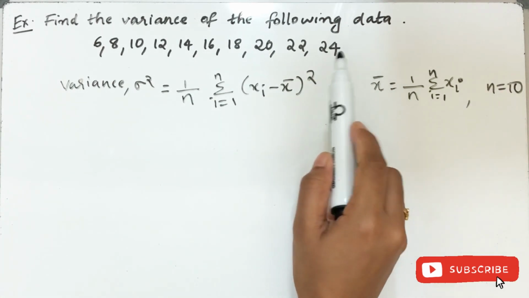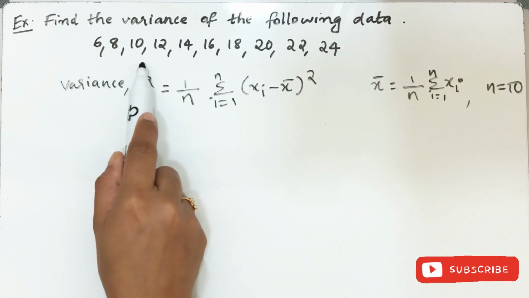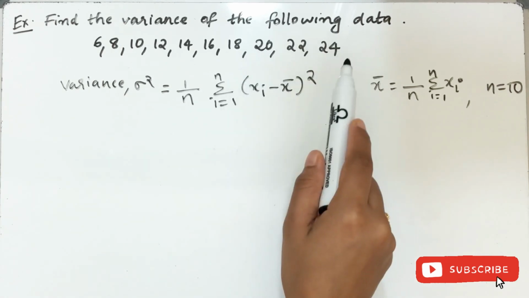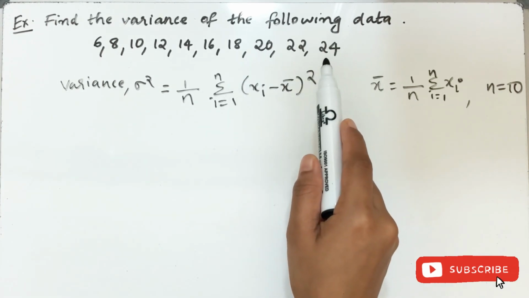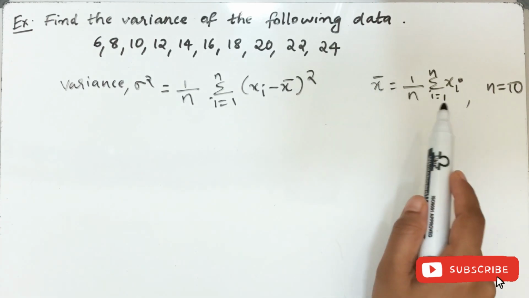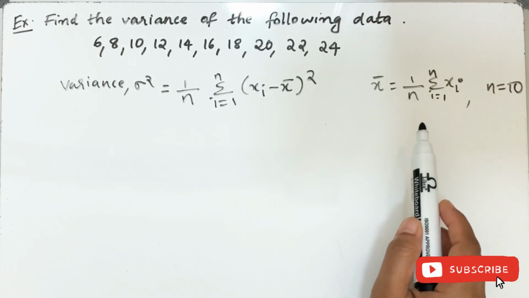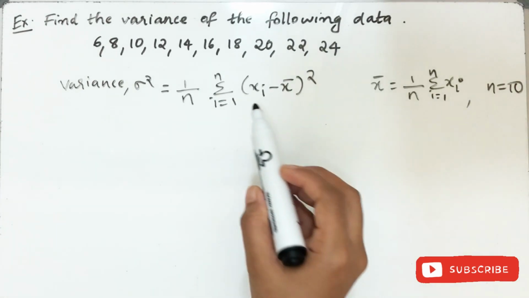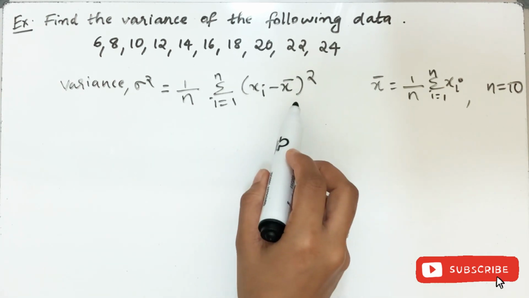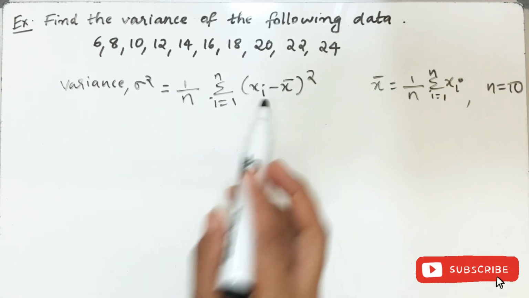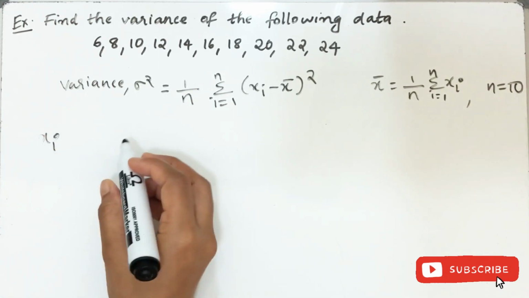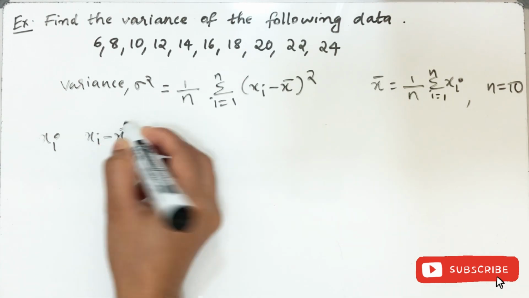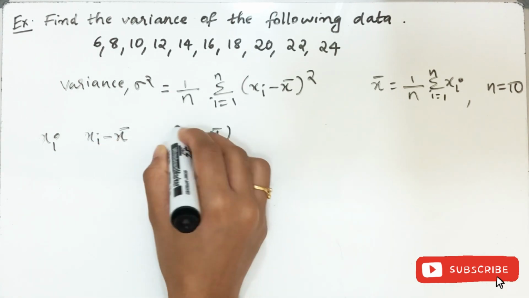Here all data are uniformly distributed. You can see 6, 8, 10, 12, 14, just multiples of 2, and it has a common factor 2. Here we can use the step deviation method or shortcut method to find the mean. I will show that later. First we find it using this method. We need xi minus x bar square and its sum, so we can first make the table: first xi, then once we get x bar, xi minus x bar, then xi minus x bar square.